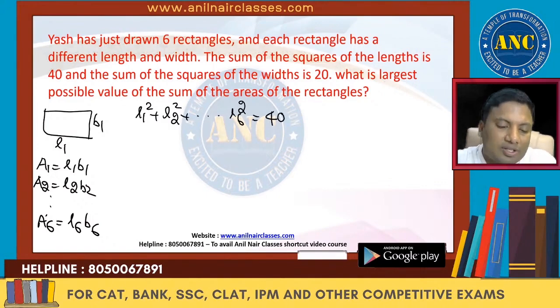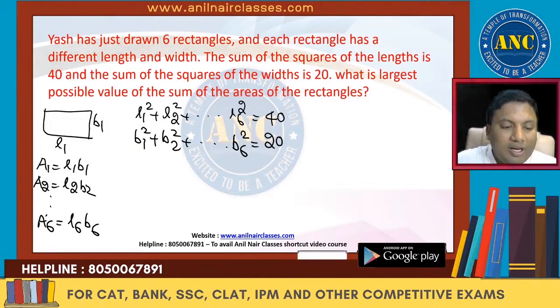Sum of the squares of the widths is 20. B1 square plus B2 square and so on up to B6 square. It is nothing but 20. What is the largest possible value of the sum of the areas of these rectangles?